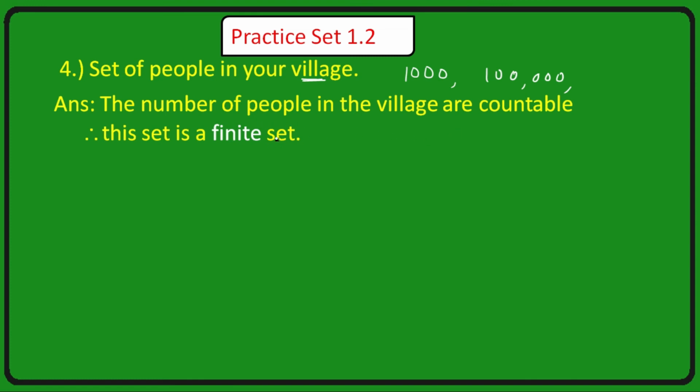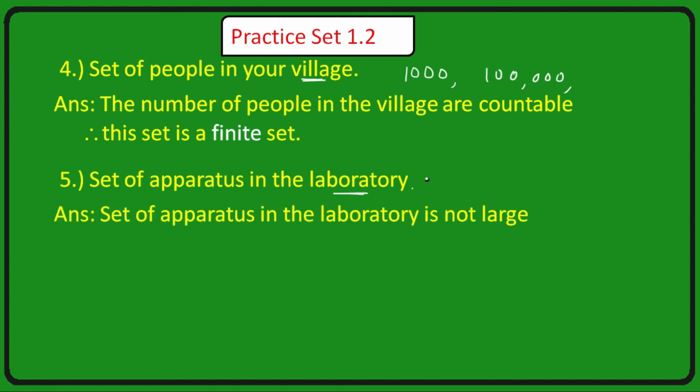The fifth example, the set of the apparatus in your laboratory. You have seen the science laboratory in your school. There are so many apparatus in the laboratory, and if we start counting, it may take some time, maybe 1 day, or 2 days, or a few days more, but the counting comes to an end after some time. Means the apparatus are countable, they are not infinite, hence it is a finite set.